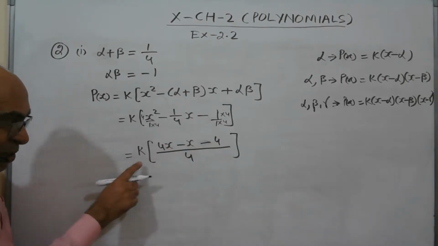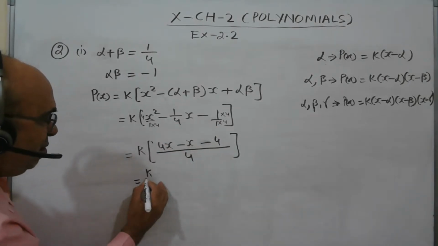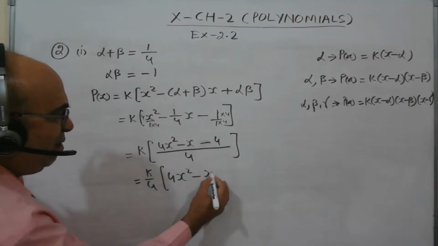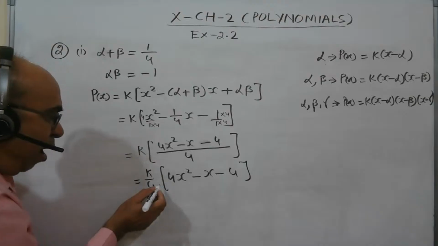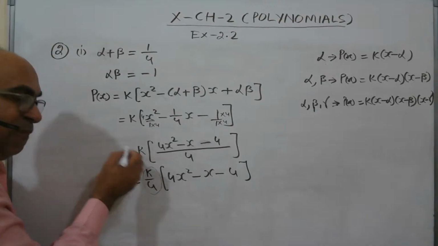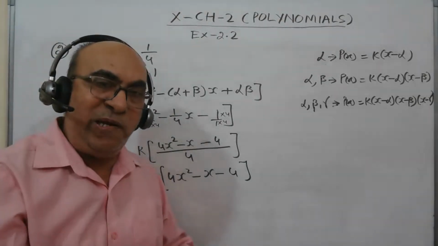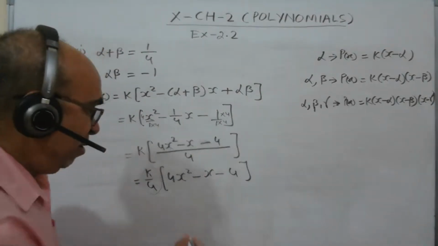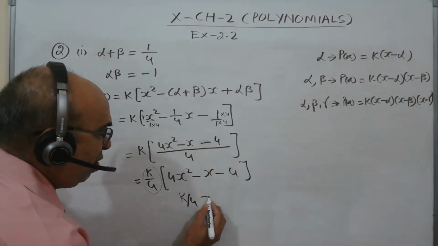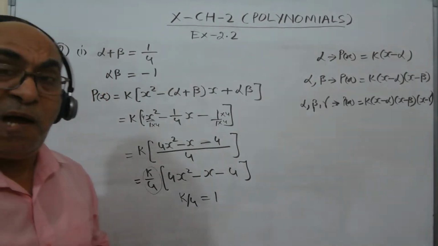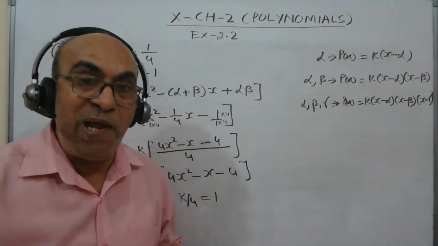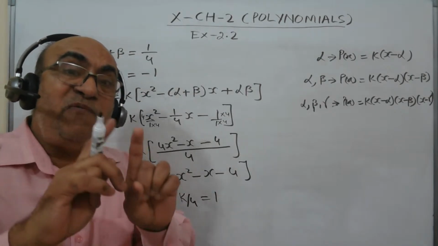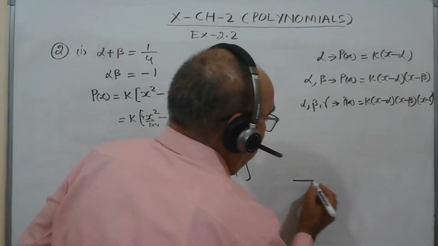Now take the denominator with k. It is k by 4 times 4x square minus x minus 4. Whatever you get here, k by 4, k by 3, k by 10, you take it and make it equal to 1. K by 4 equal to 1. Because there are infinitely many polynomials with the same zeros. So we are going to write the first polynomial. Look here.